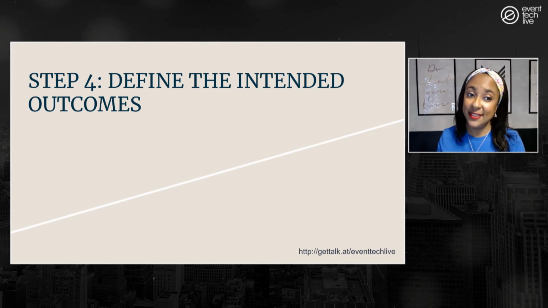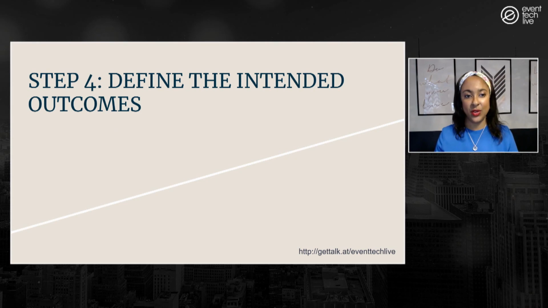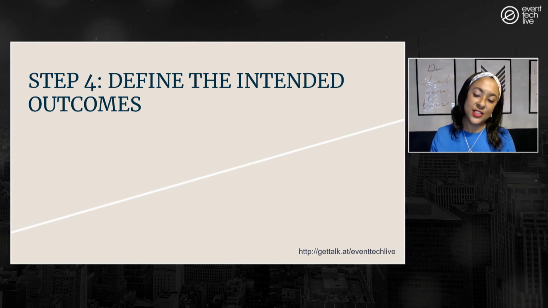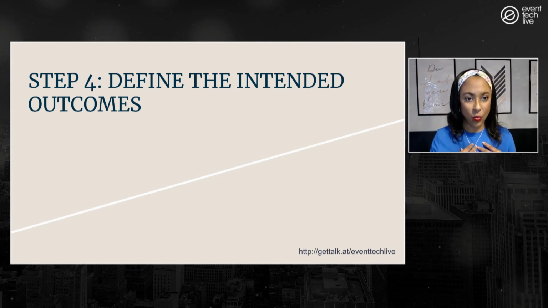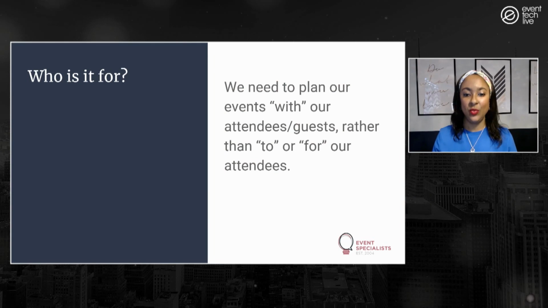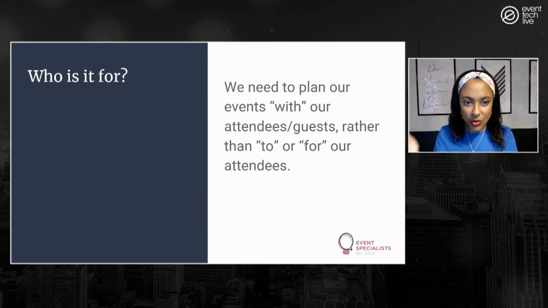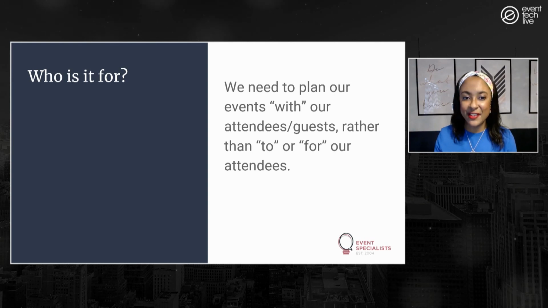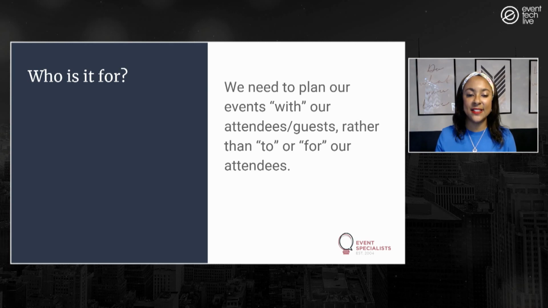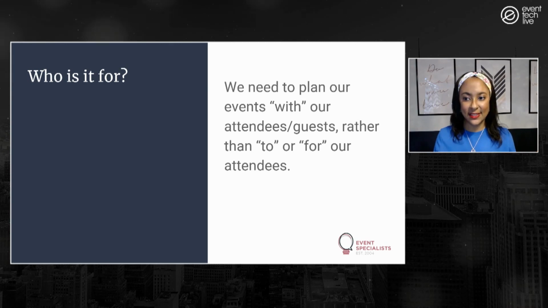Step 4, define the intended outcomes. Again, we're setting ourselves up for success. And I like us to always be able to lead with what we're looking for. What are the intended outcomes? Who is it all for? Who are we producing this event for? And we need to plan our events with our attendees and guests rather than to or for our attendees.